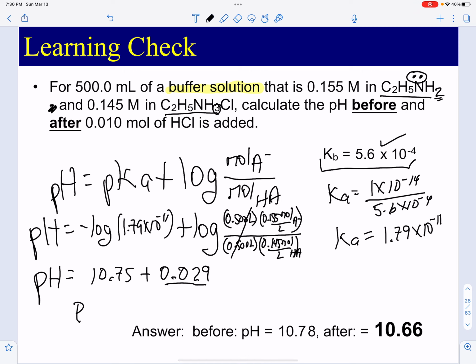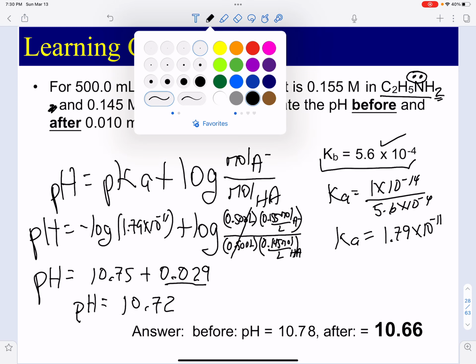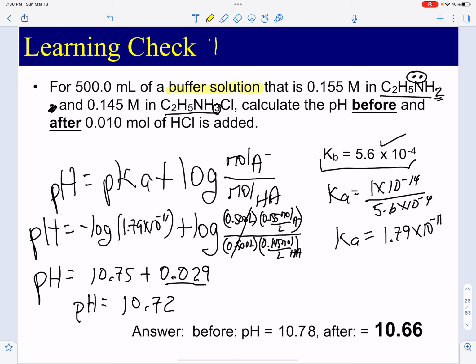So the pH of this buffer is going to be 10.72. So the before pH is going to be 10.72. What about the after pH?